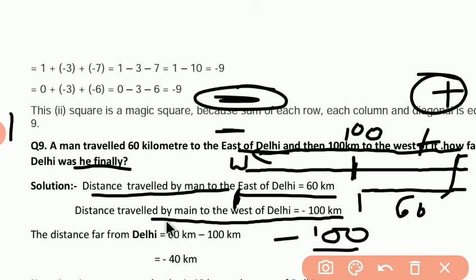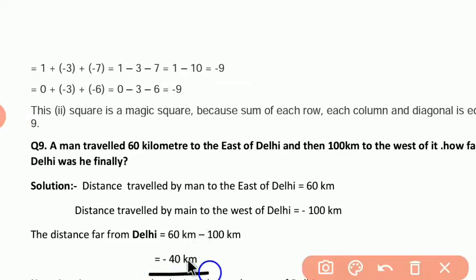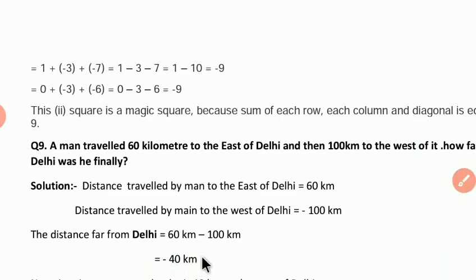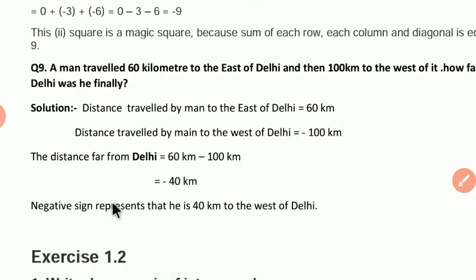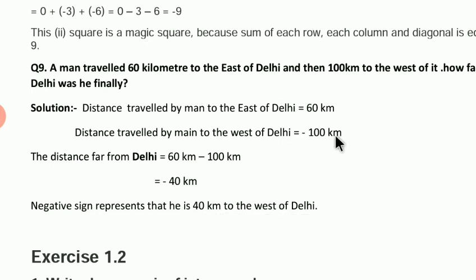Now we have to find the distance from Delhi. So we have to do 60 km minus 100 km. So plus and minus, so 100 minus 60 is 40, and the sign will be minus. So minus 40 km. Here the negative sign represents that he is 40 km to the west of Delhi. Negative means he is towards the west direction, as we have taken the distance traveled to the west of Delhi as minus.